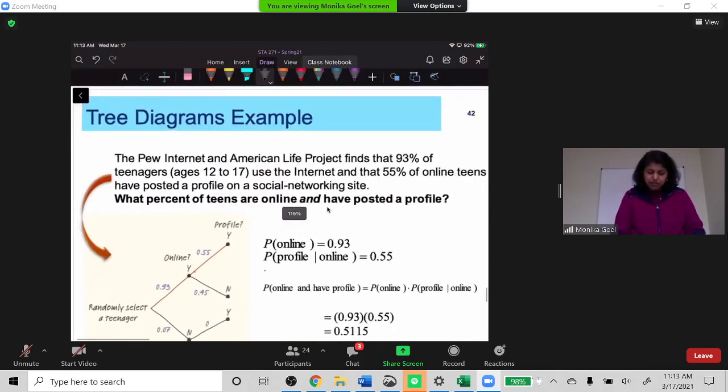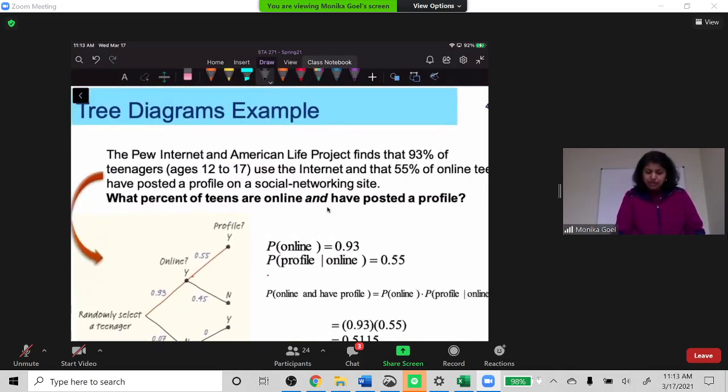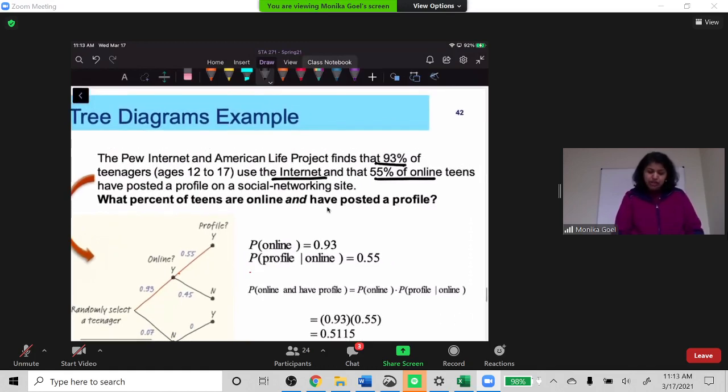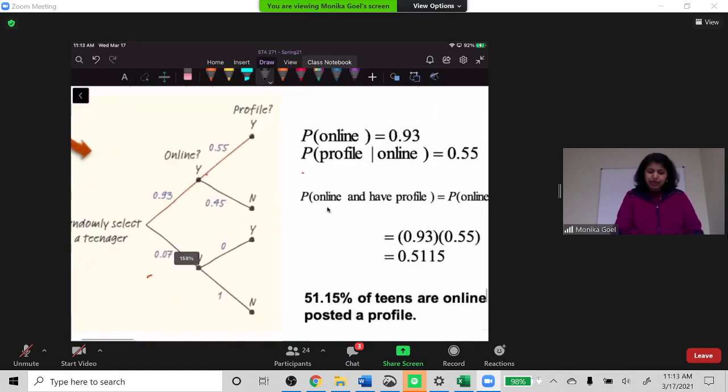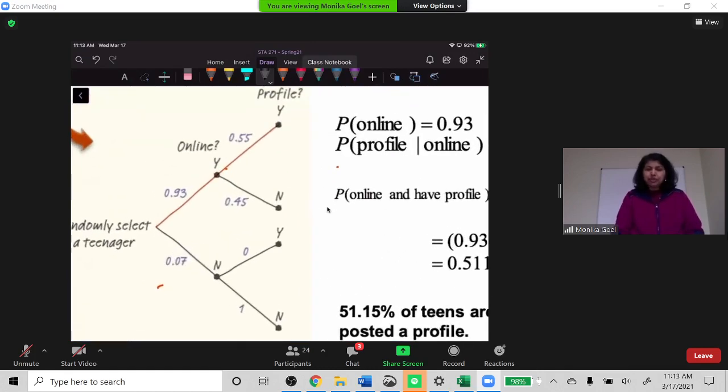It says that an Internet and American Life project finds that 93% of the teenagers use the internet and 55% of the online teens have posted a profile on a social networking site. And this tree diagram we made on the information that is given to us. So 93% of them are online. So this is the probability of online or using the internet.